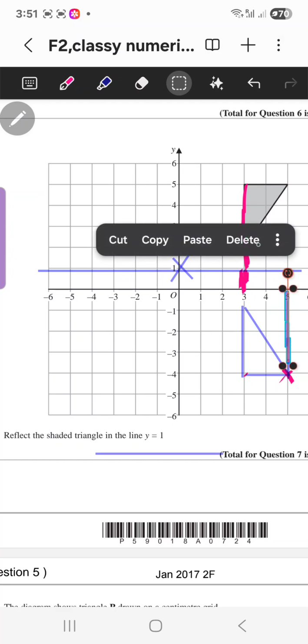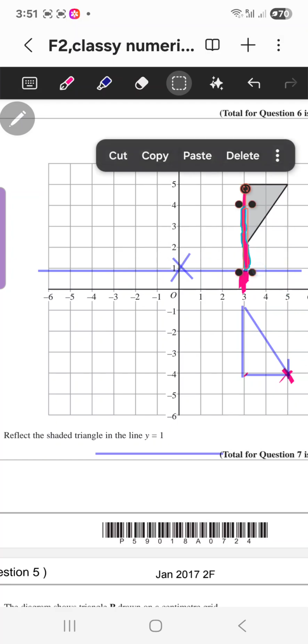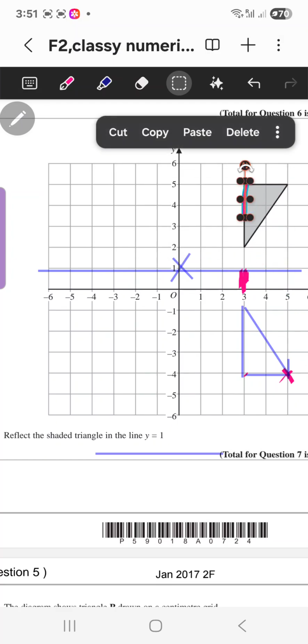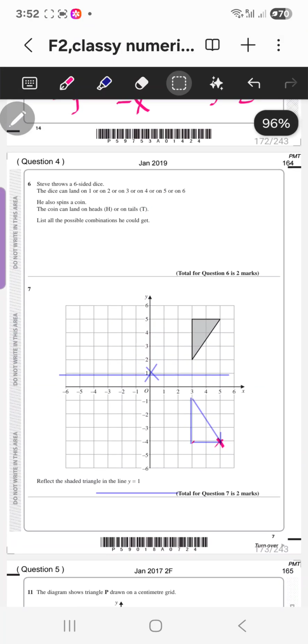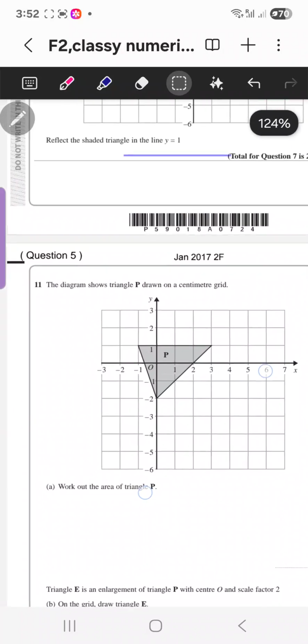Don't erase anything after your reflection, because if you make anything wrong, he may take from your reflection part and give you marks. Okay, so that is reflected, which is the easiest one.